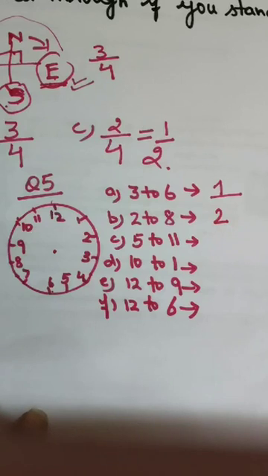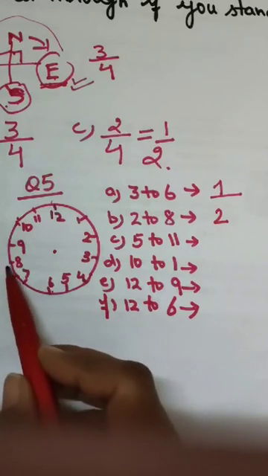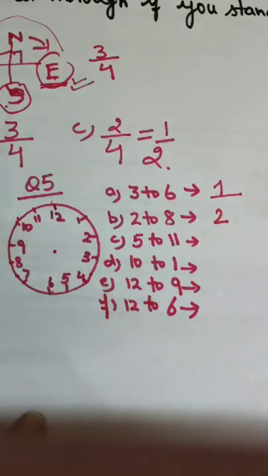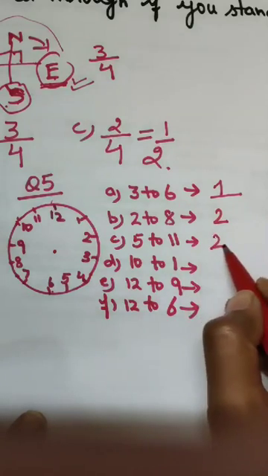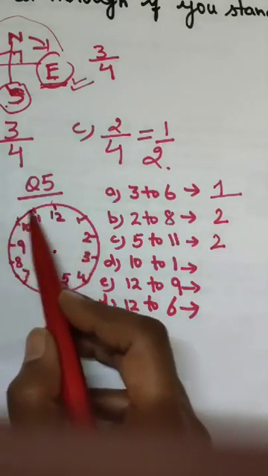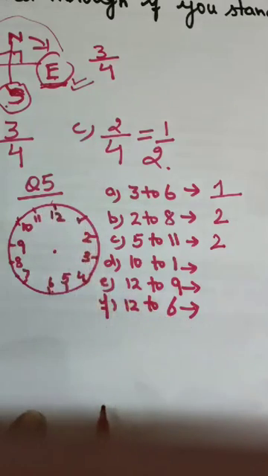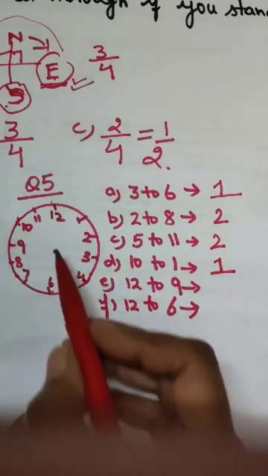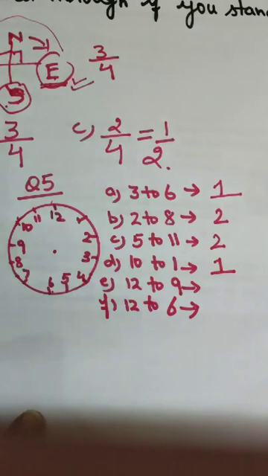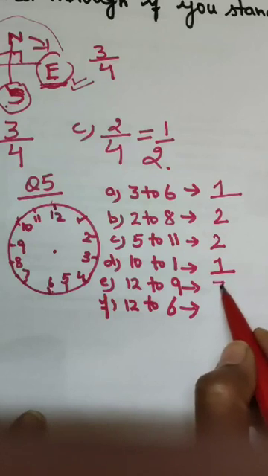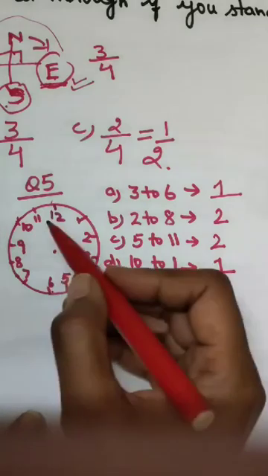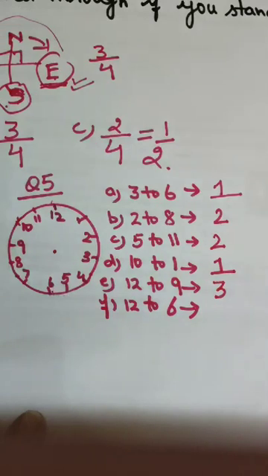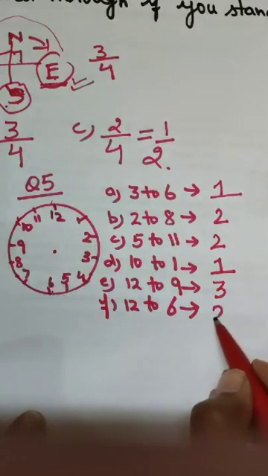From 5 to 11, differences of 1, 2, 3, 4, 5, 6. So it is 2 right angles. 10 to 1, 1, 2, 3, difference of 3 numbers, so it has covered 1 right angle. 12 to 9, when you count you will see a difference of 9 numbers, that means it has covered 3 right angles. And 12 to 6, here is the gap of 6 numbers, that means 2 right angles.